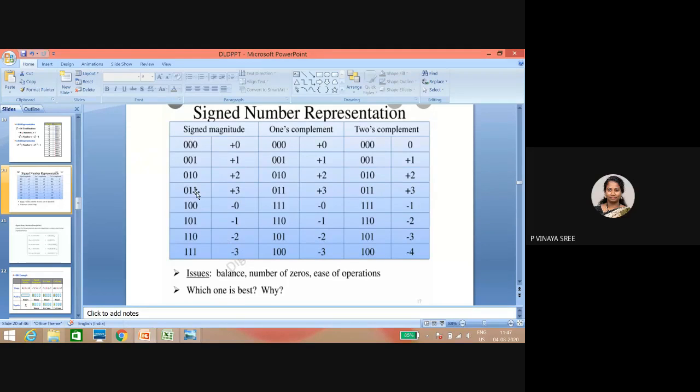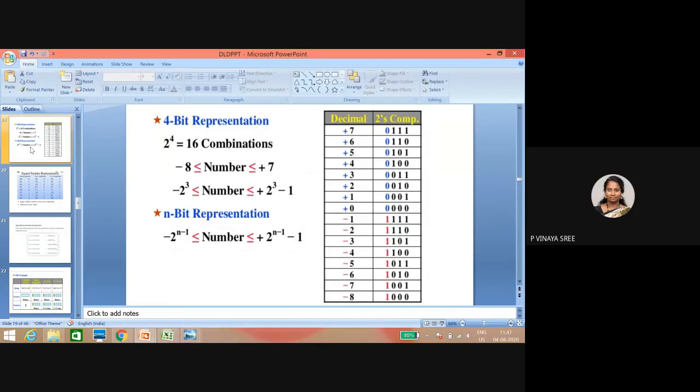Because here, as the most significant bit, you are using 0 by default. If the MSB is 0, then it is a positive number. If the MSB is 1, then it is a negative number. Try to write the corresponding binary number so that you will get it. Okay, let me go to the previous one.